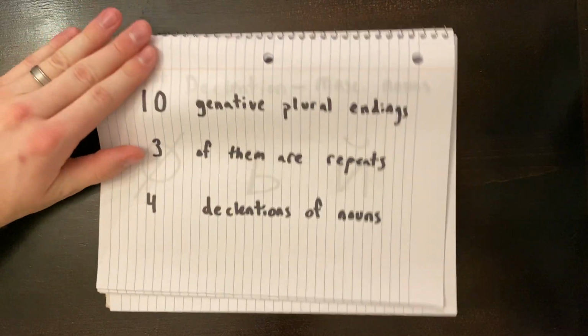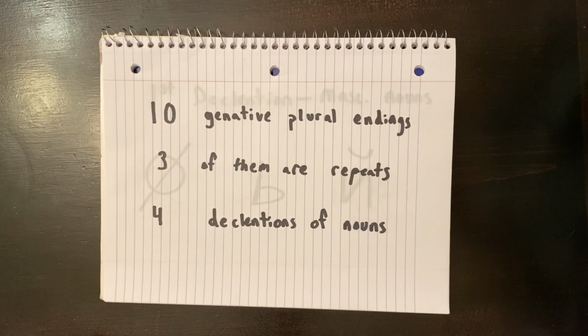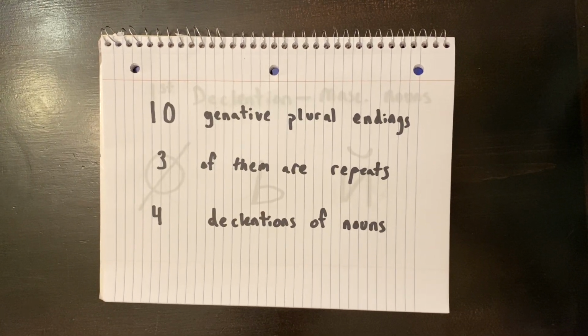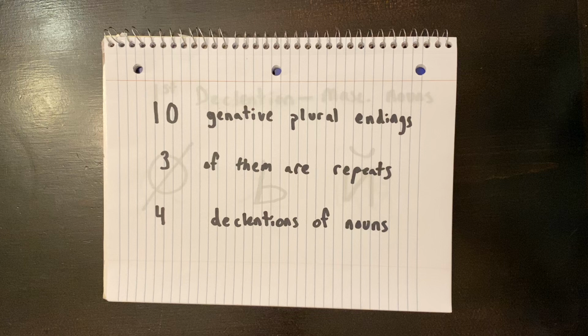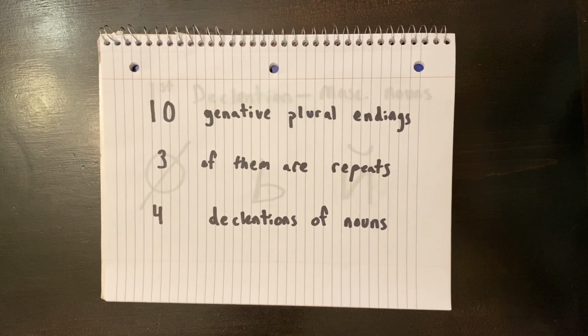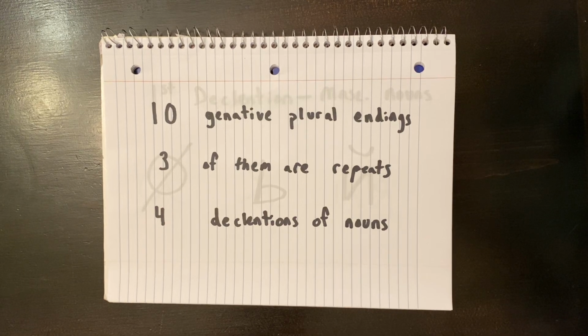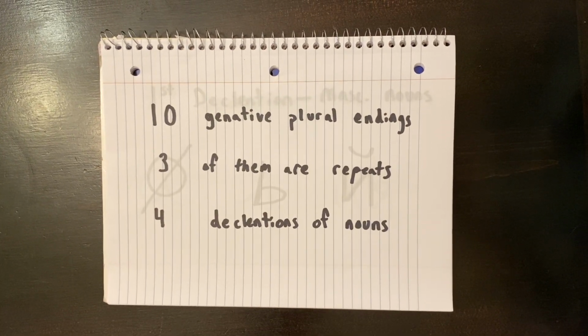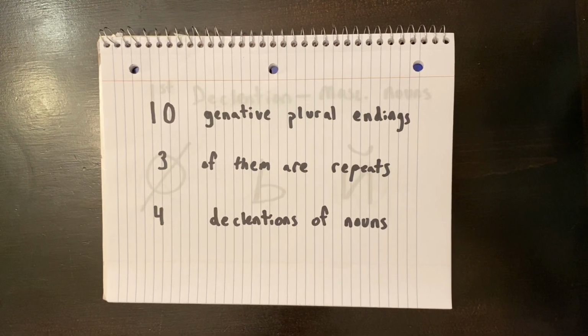So, first and foremost, some information about genitive plural endings. There are 10 of them, but lucky for us, 3 of them are repeats. And in order to understand when these endings occur and which endings to use, it's very helpful to understand the different declensions of nouns, which I will go over.